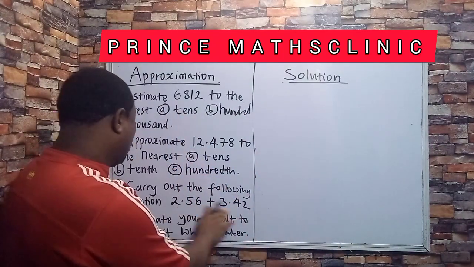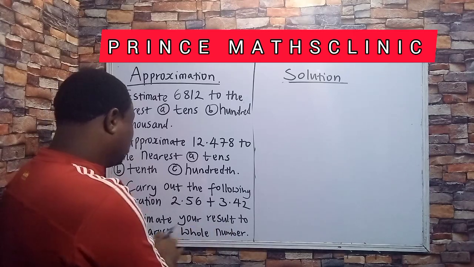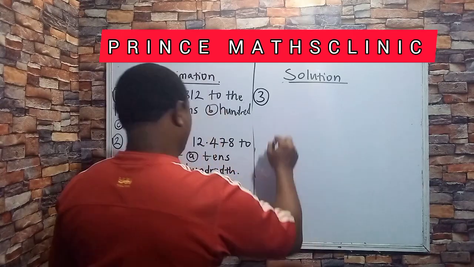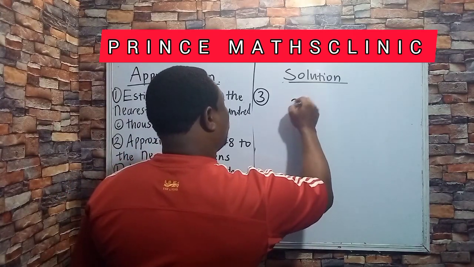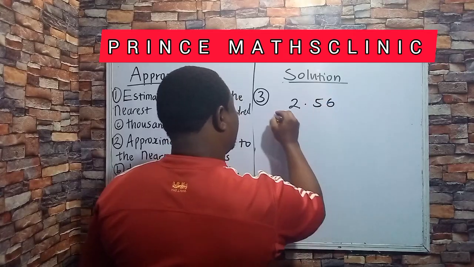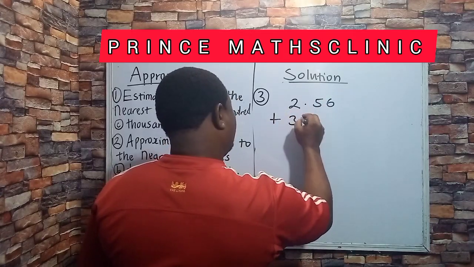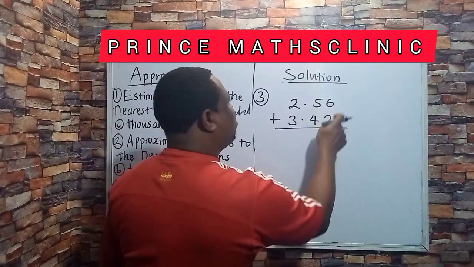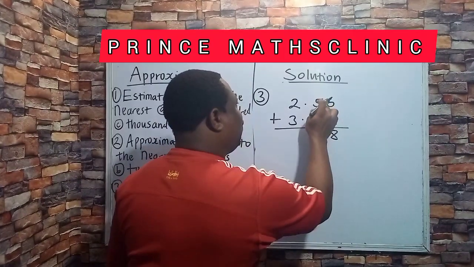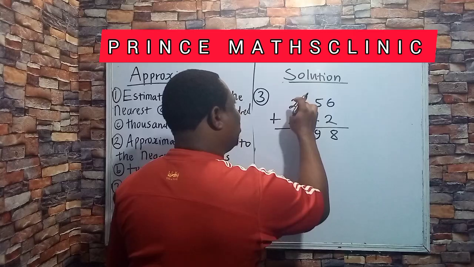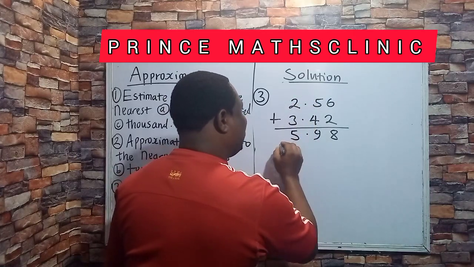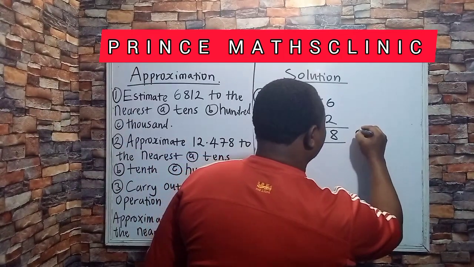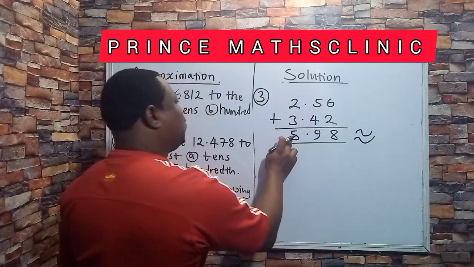You should carry out the following operation and approximate your result to the nearest whole number. And what is the operation in question here? We are asked to add 2.56 plus 3.42. Let's carry out this operation. 6 plus 2 is 8. 5 plus 4 is 9. 2 plus 3 is 5. The result is 5.98.